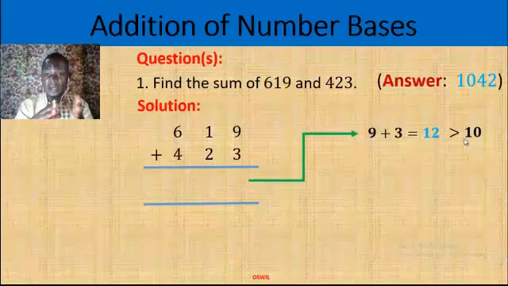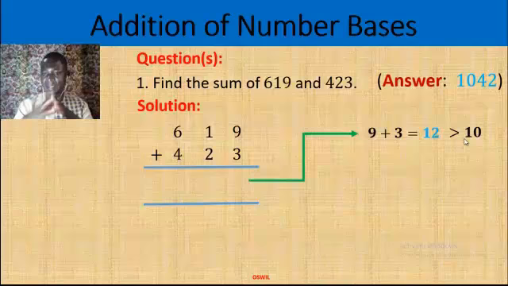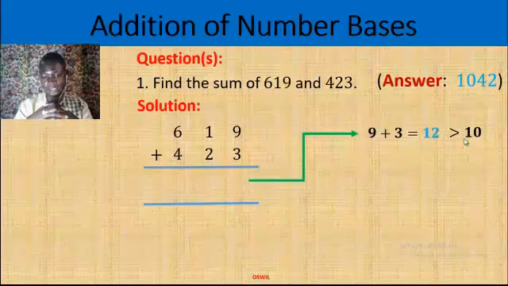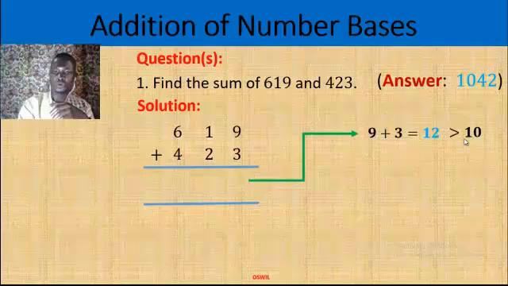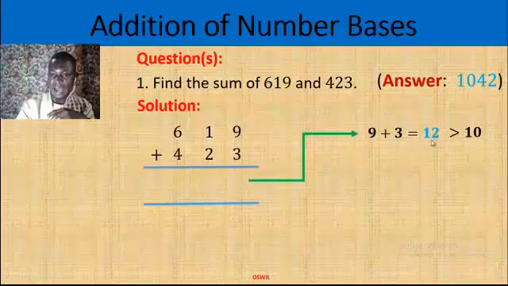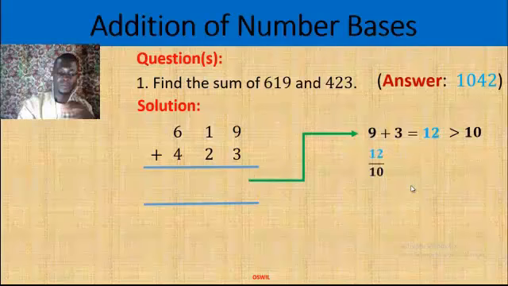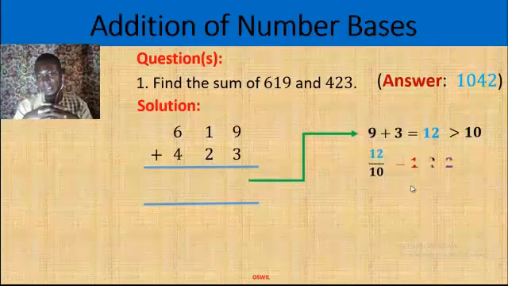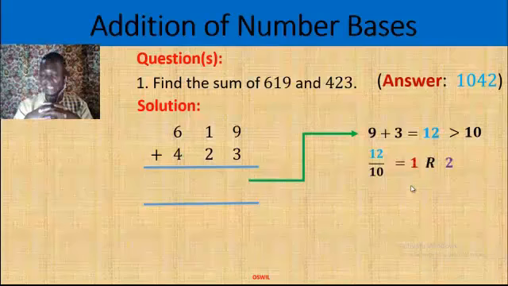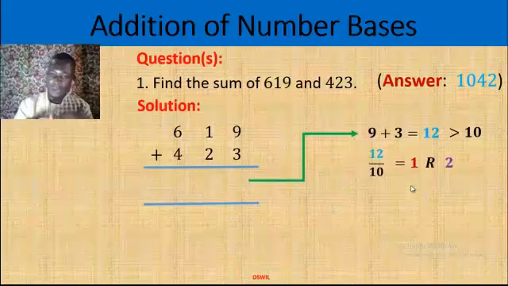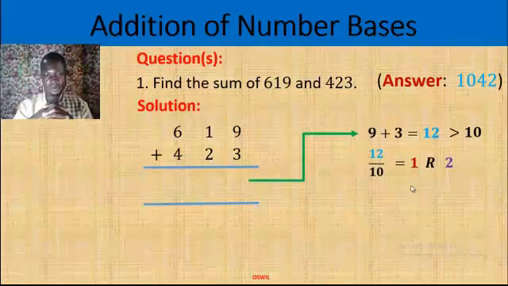And our third step tells us that if it is greater than the base we are dealing with, then you have to divide. So we must divide this 12, which is our answer, by the base, which is 10. So we get 12 divided by 10, and that would give us 1 remainder 2, because 10 goes into 12 once, and there will be a remainder of 2.